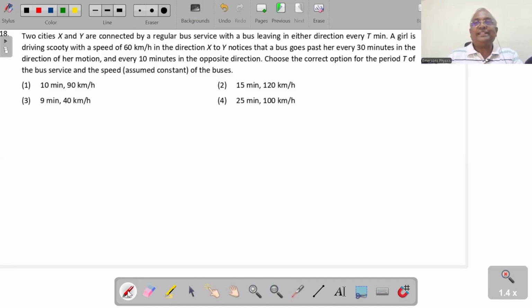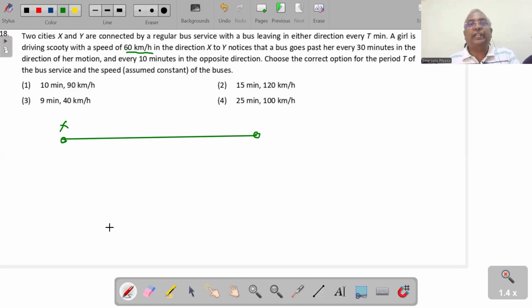A girl is driving a scooter with a speed of 60 km per hour in the direction X to Y. அப்போ இது X என்ற சிட்டி, இது Y என்ற சிட்டி. ஓகே, இந்த கேர்ள் இதே டைரக்ஷன்ல போயிட்டு இருக்கா, 60 km per hour in the direction X to Y. Notice that a bus goes past at every 30 minutes. அப்போ இந்த ஸ்கூட்டரை பஸ் கிராஸ் பண்ணுது 30 minutes. அடுத்தது 60 minutesல கிராஸ் பண்ணுது.